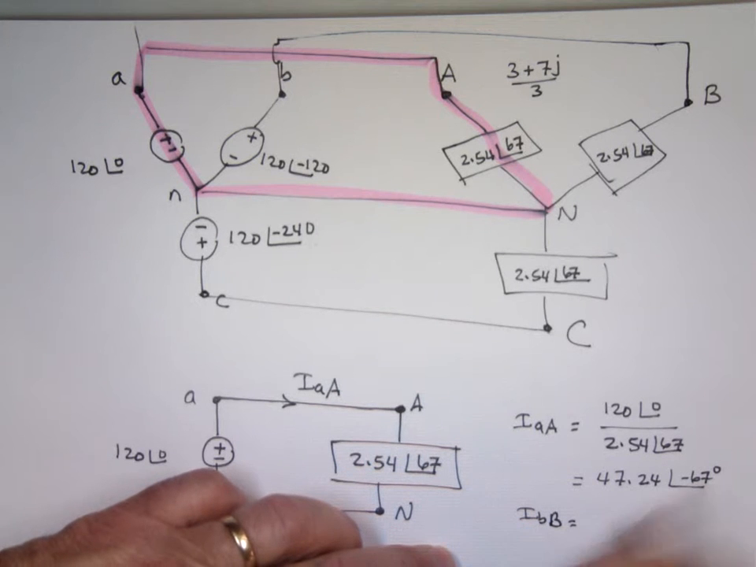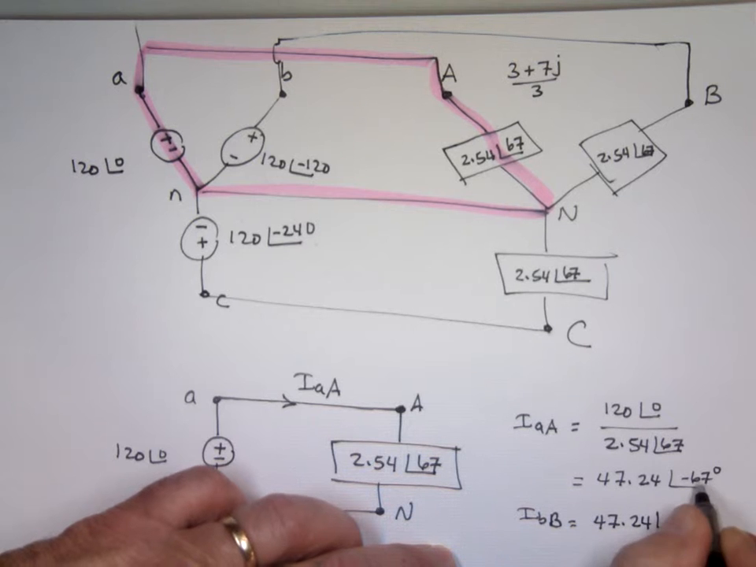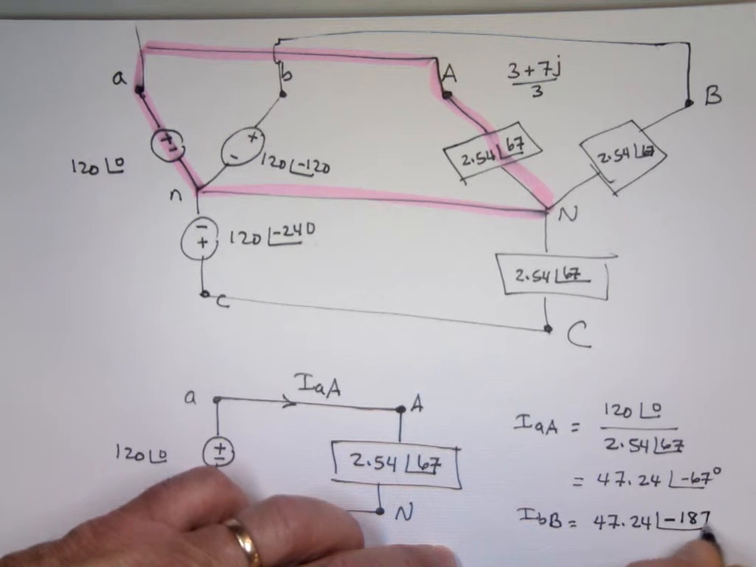Subtract 120 from that. Minus 120, that's negative 187, is it? And what's I sub CC? Subtract another 120 from that. Is it 207, 307?